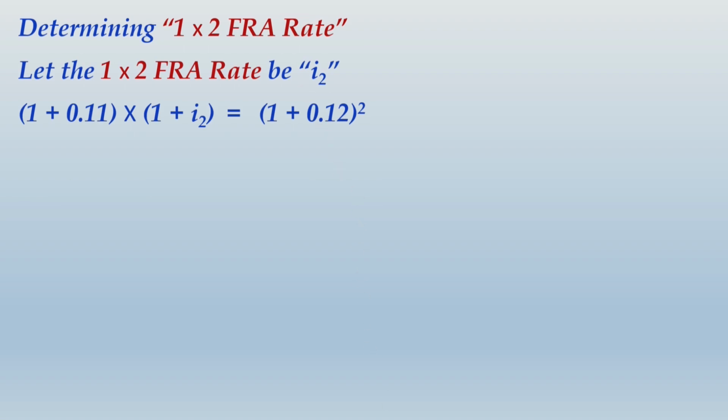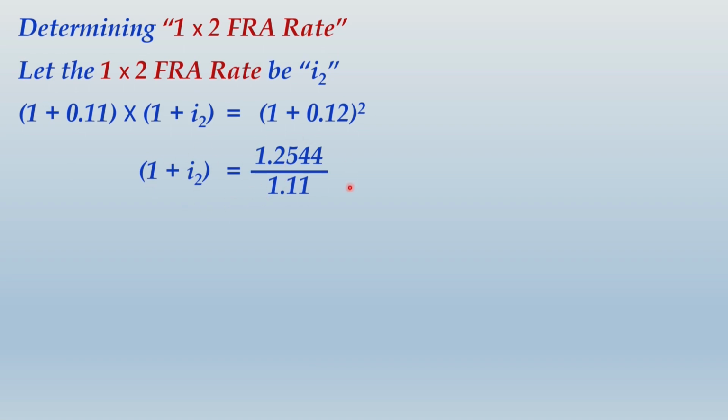So when we solve this equation, what do we get? 1 plus I2 will be equal to this part. How did we get 1.2544? It is nothing but 1.12, that is 1 plus 0.12, whole square, which would give you 1.2544. This 1.11 comes to the right hand side as a denominator, correct? So it is simple. This left hand side term moving to the right hand side, the numerator over here would become the denominator over here. You know how to solve equations, right?